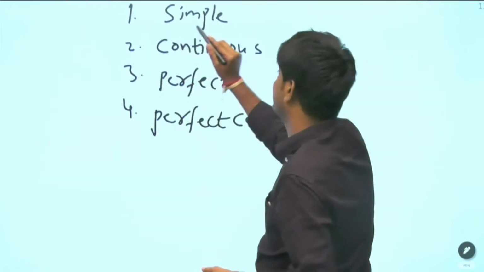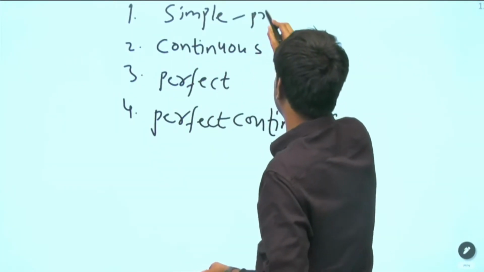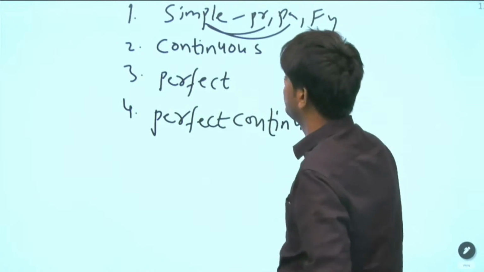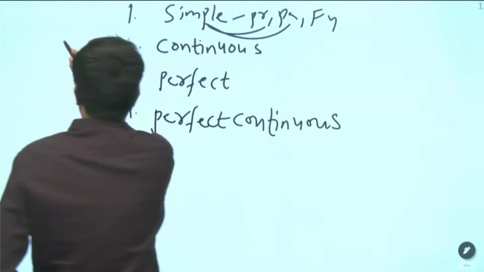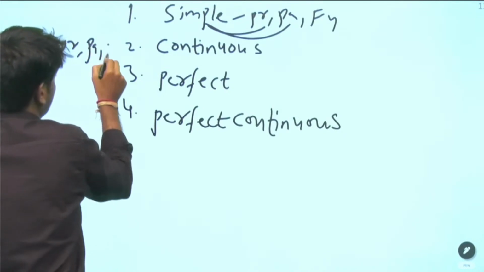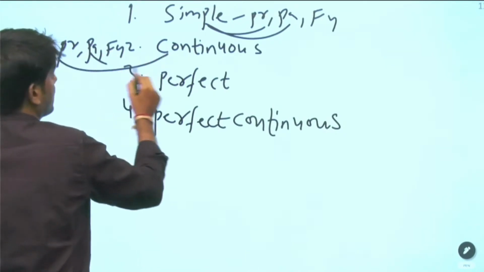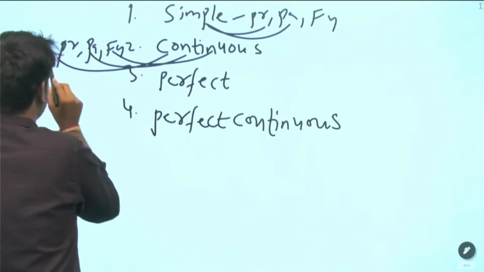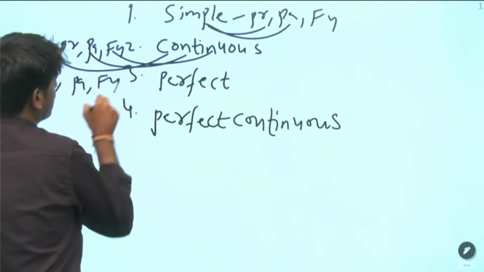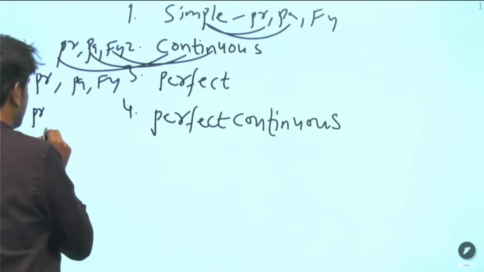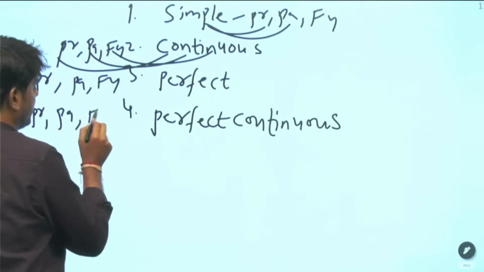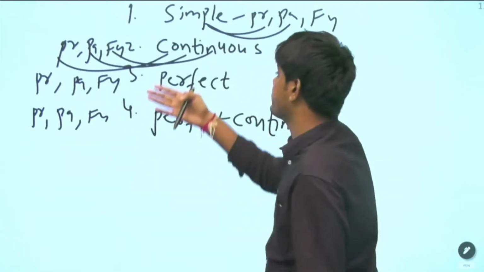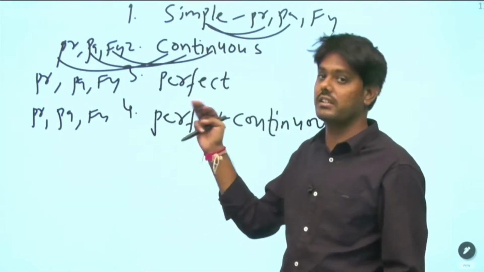In each type, for example, let us take simple present, simple past, and simple future. And coming to continuous, present continuous, past continuous, and future continuous. Coming to perfect also, present perfect, past perfect, future perfect, and present perfect continuous, past perfect continuous, future perfect continuous. Okay, so these are the four types we have in each tense.